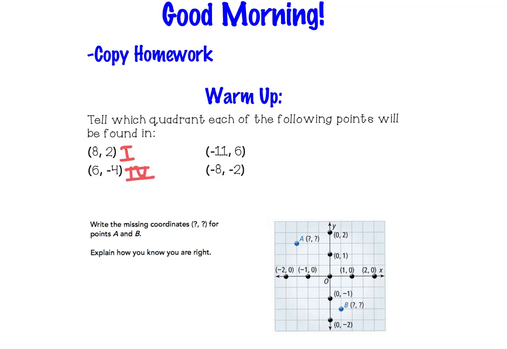Good. 6, -4 is going to be in quadrant 4. What about -11, 6? -11, 6. Anna. Quadrant 2. Quadrant 2. And Griffin, take the last one. Quadrant 4. -8, -2. 3. Quadrant 3.